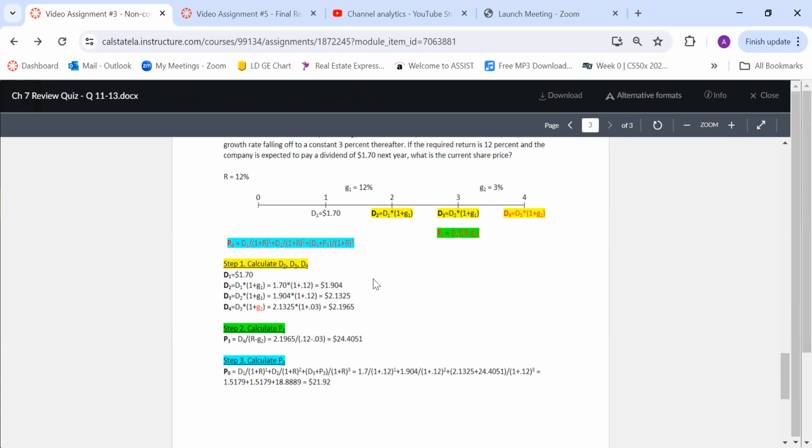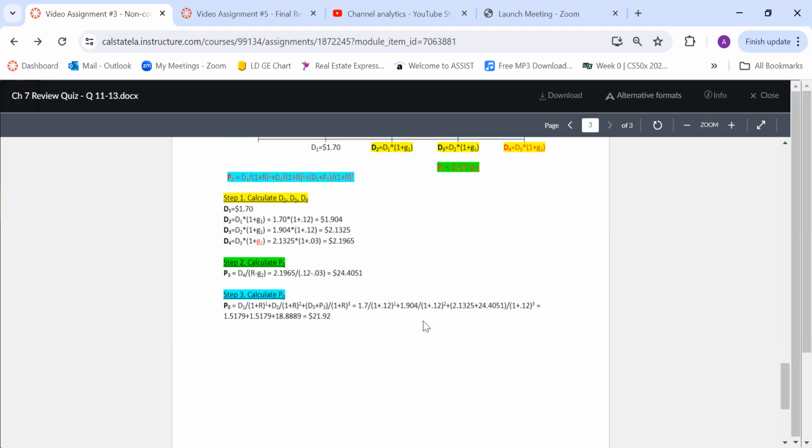Step 2, we calculate P3, the price at time 3. We use our D4 and divide it by the required rate of return minus growth rate 2. So $2.19 divided by 0.12 minus 0.03. We're going to get $24.40.